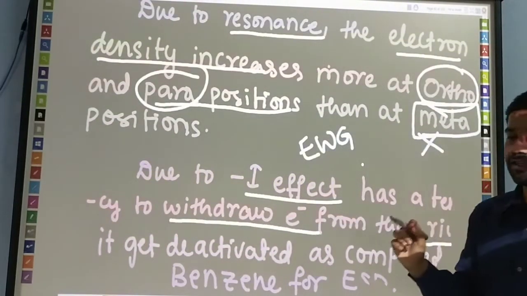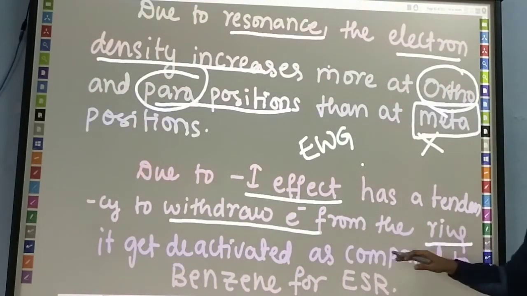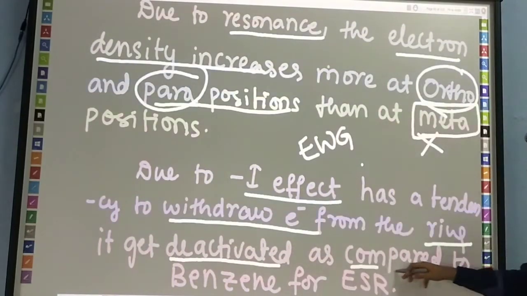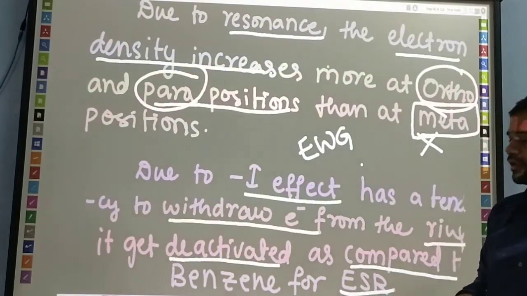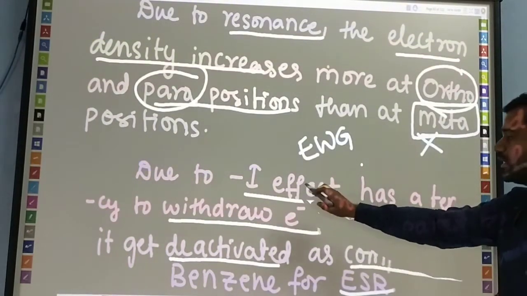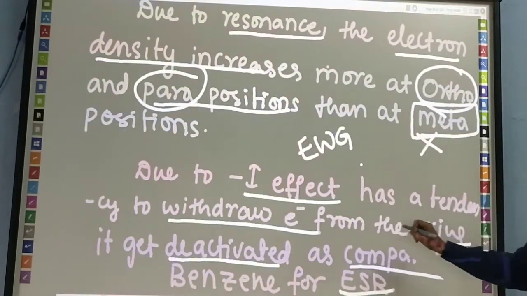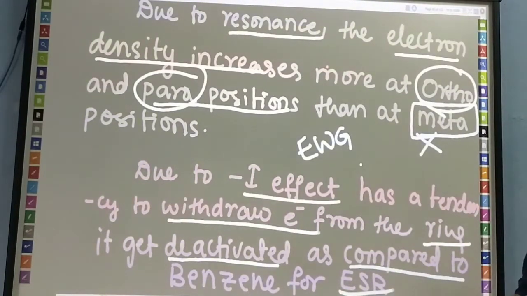The minus I effect has the tendency to withdraw electrons from the ring, so the ring is deactivated compared to the benzene ring for ESR. ESR here means electrophilic substitution reaction. Let me read again: due to the minus I effect, which has a tendency to withdraw electrons from the ring, it gets deactivated as compared to benzene for electrophilic substitution reaction.